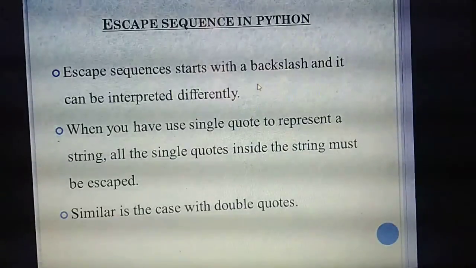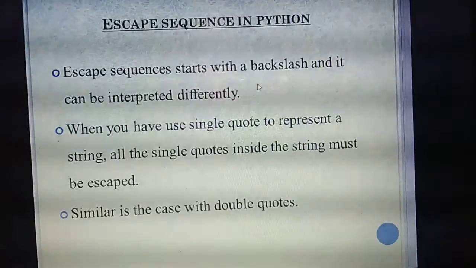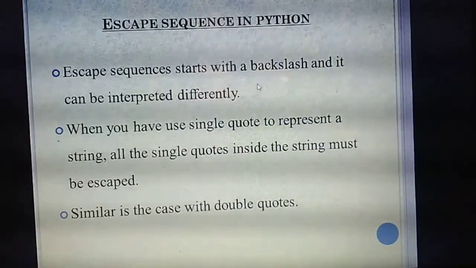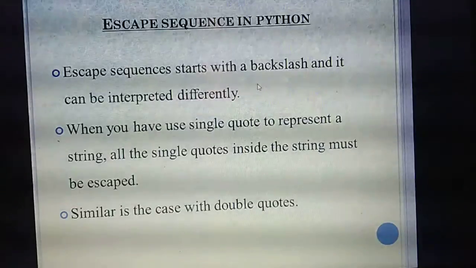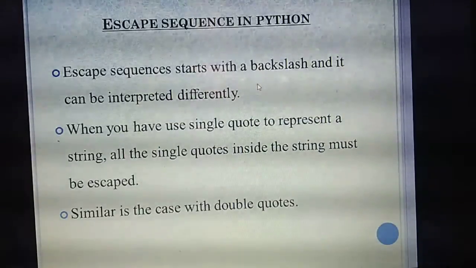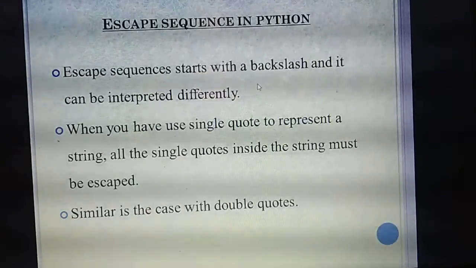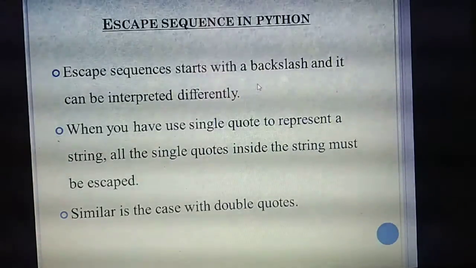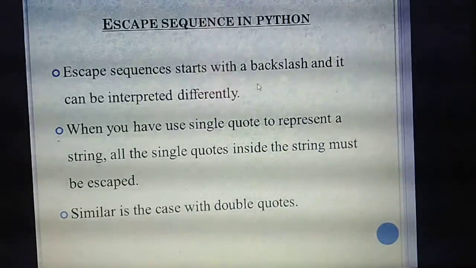Take a word like "it's raining": between it and s there is an apostrophe. If an apostrophe is there, you can't represent the string within single quotes, which you have already studied. But using this escape sequence, the backslash symbol, you can represent the sentence using single quotes also. The entire sentence will display as it is.